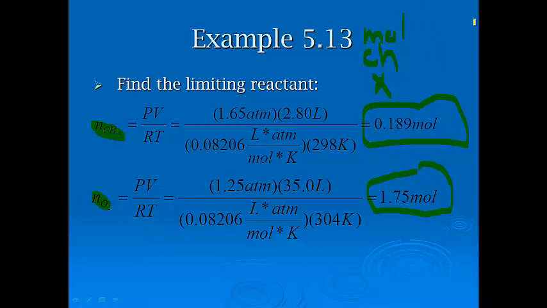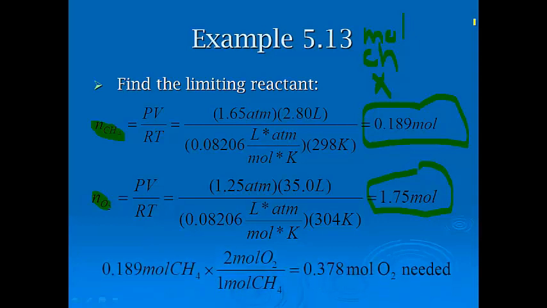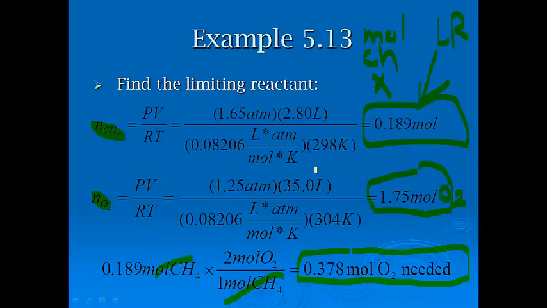Now, one way to do this is to convert one reactant to the other. So for example, if I had 0.189 moles of methane and I figure out how much oxygen I would need, well, with my 2-to-1 from the balanced chemical equation, I would need 0.378 moles of oxygen. Well, here's my O2. I have plenty of O2. So that means that my methane is going to be my limiting reactant. However you want to do it, my methane is going to be my limiting reactant.